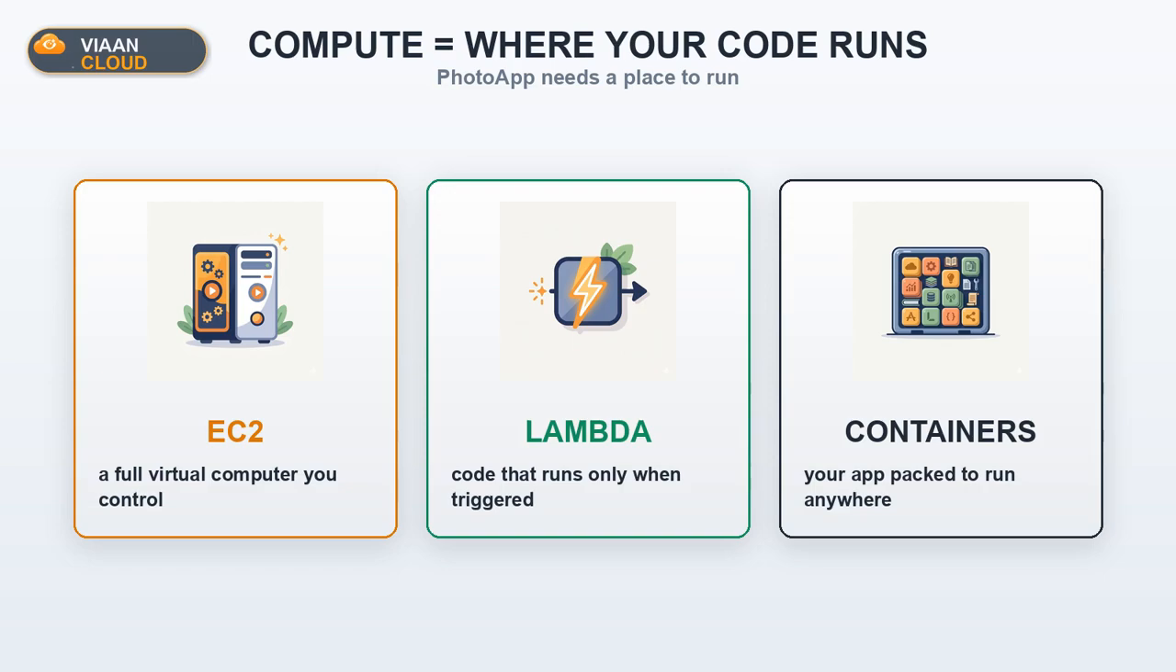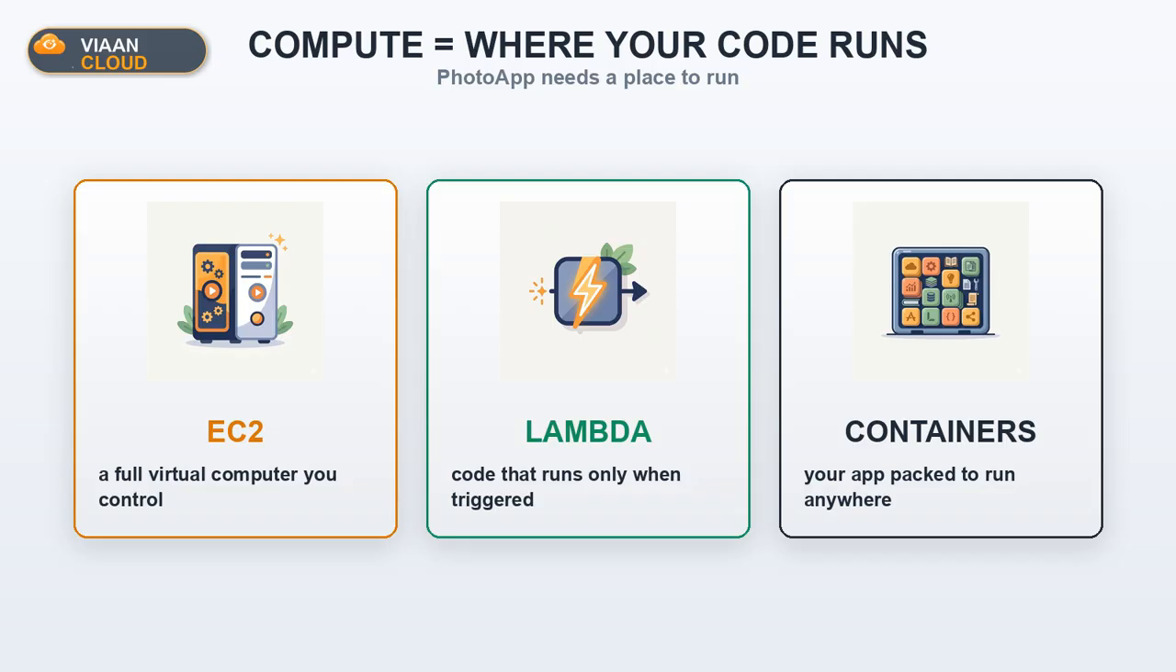PhotoApp's code has to run somewhere, that's the compute shelf. You've got three main choices: EC2, a full virtual computer you control; Lambda, code that runs only when something triggers it; and containers, your app packed into a box that runs anywhere.